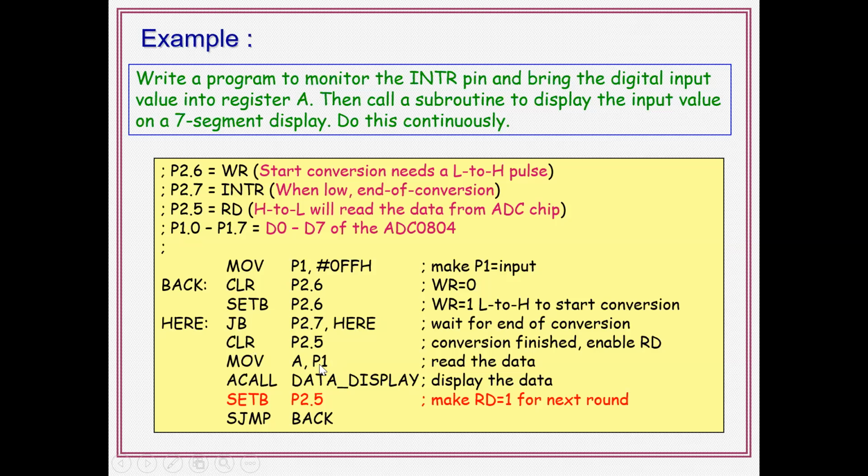After that, we read that data and call display, so display the data, and set bit 2.5, so make RD equal to 1 for the next round. This will continue. So first is start of conversion, and next is wait for end of conversion. After that, read data, display data, and continue the same procedure. Okay.